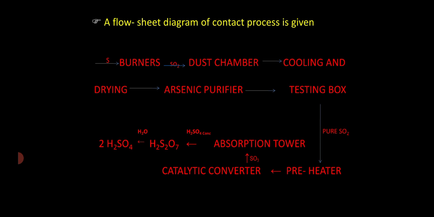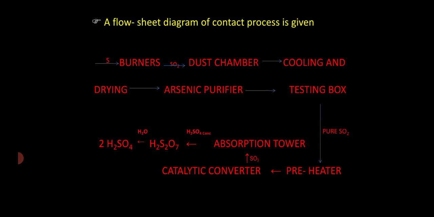This is a testing box, you can see it here. The testing box detects the presence of solid particles in the incoming gases. When the gases are found to be free from solid particles, they are allowed to move onwards to the contact tower. How do we do that? The testing box is a brightly illuminated box, and when the sulfur dioxide gas is passed into it, we come to know whether any dust or solid particles are floating in it or not.